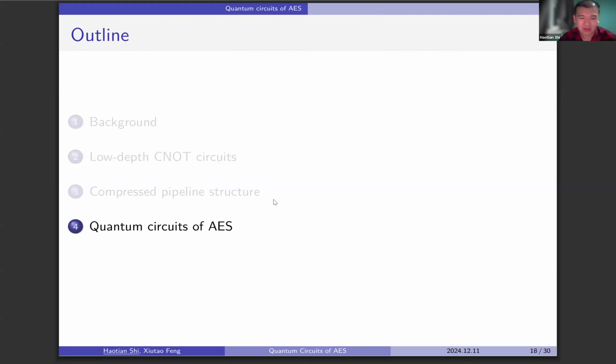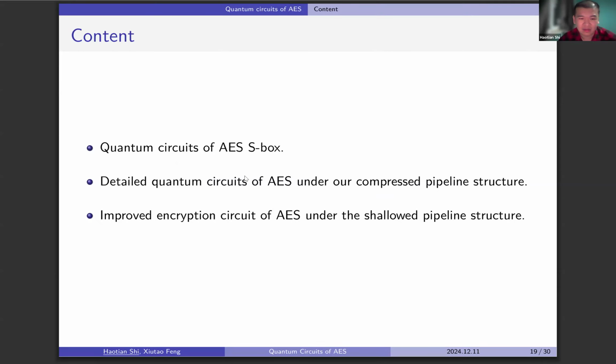The final part is quantum circuits of AES. The contents include 3 parts: quantum circuits of AES S-box, detailed quantum circuits of AES under our compressed pipeline structure, and improved encryption circuit of AES under the shallowed pipeline structure.